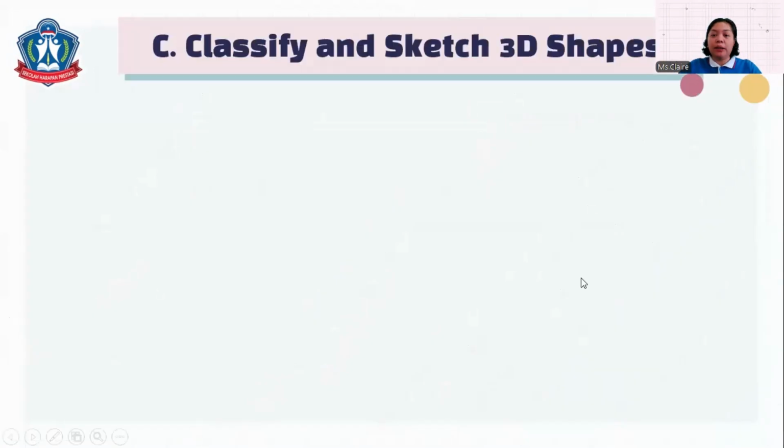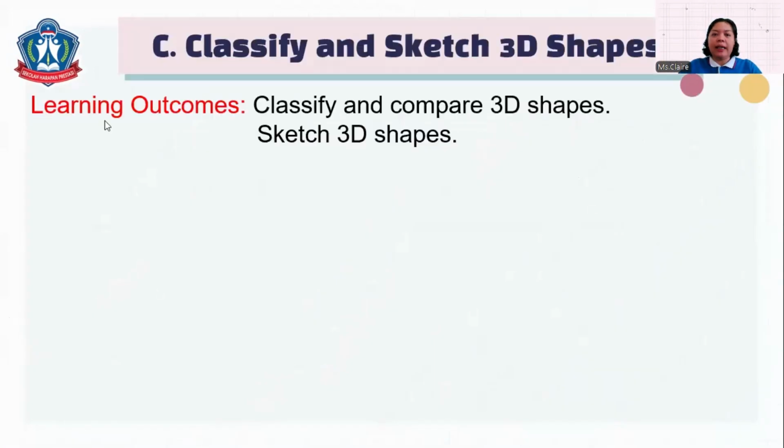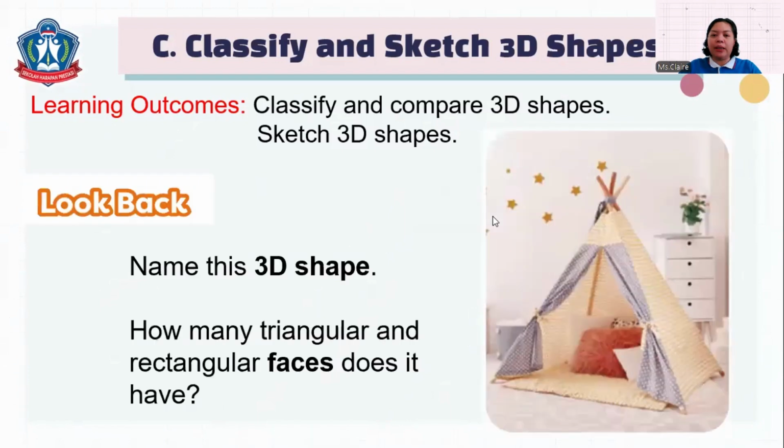Okay, P3, let's continue with Lesson C. Classify and sketch 3D shapes. Are you familiar with 3D shapes, children? Look at the shape. Can you name this one? Yes, this is a pyramid tent. What is a pyramid, P3?